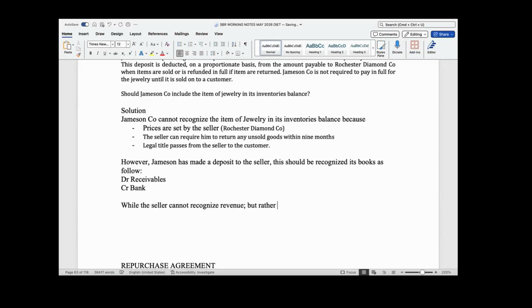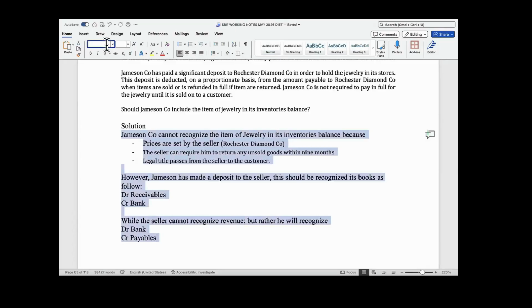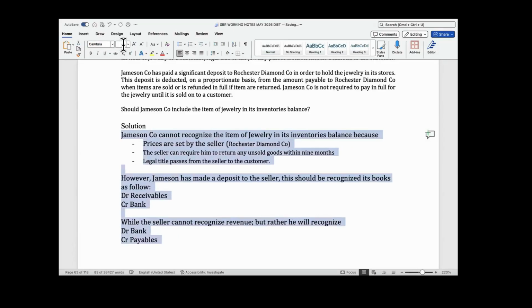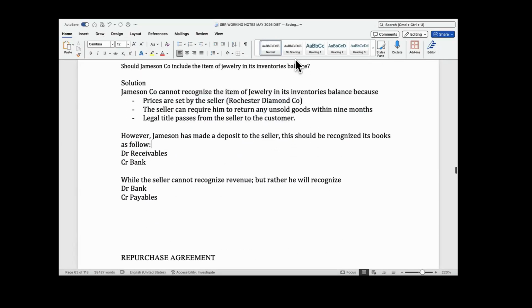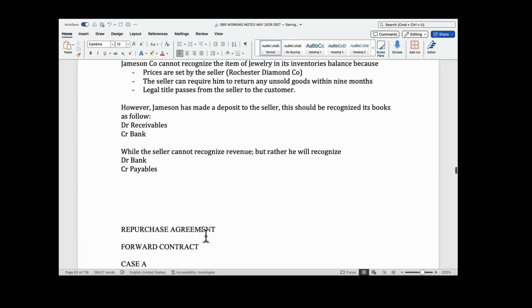But rather, the seller will recognize debit bank and credit liability, payables. And that is how this is going to work out in this situation. Okay, so that's more of a consignment arrangement. That's more of a consignment arrangement.